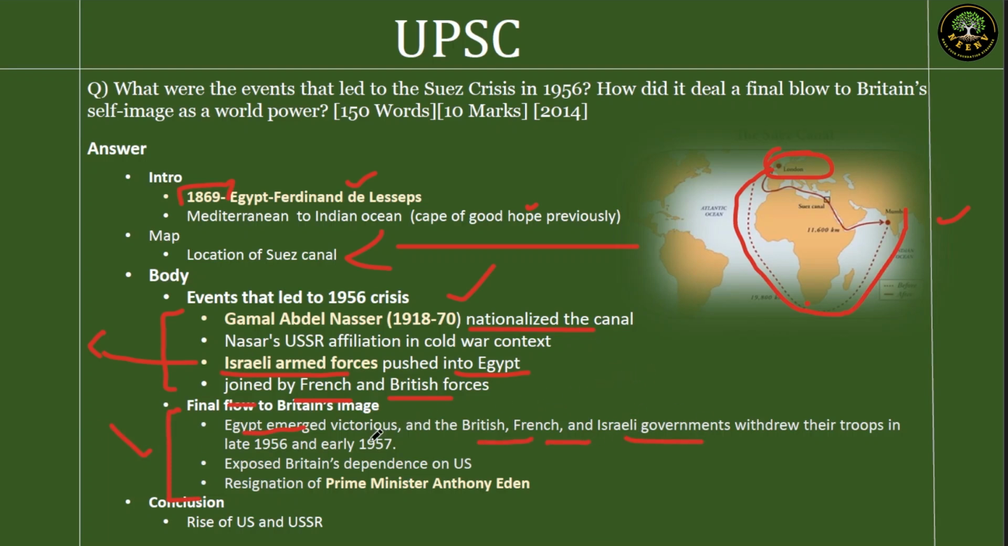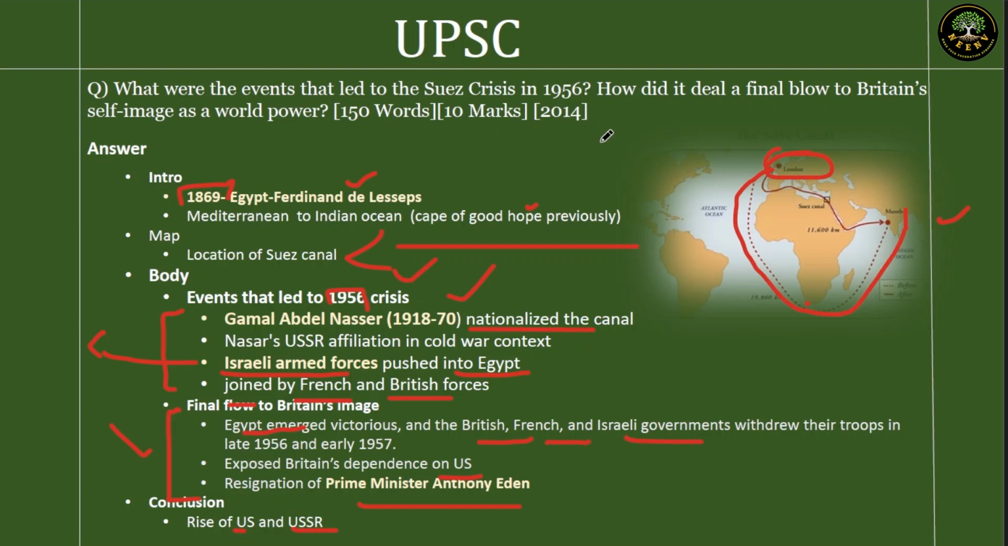What does it do? It exposed the dependence of Britain on the US. Without the support of the US in 1956, Britain was not a major military power, unlike what they had been in the last 200 years. So this is what got exposed. And this led to the resignation of Prime Minister Anthony Eden. So in 1956, it was proved that Britain is no more the world leader. It was the USSR and the US, right in the middle of the Cold War.